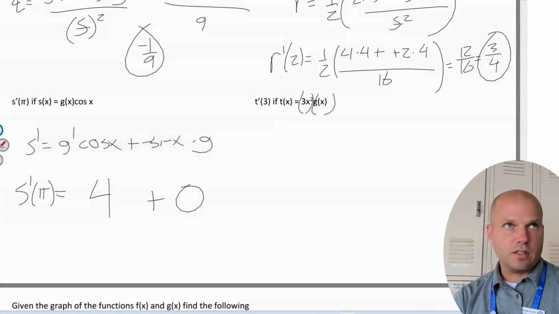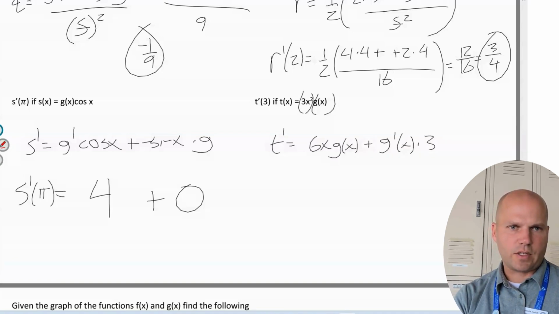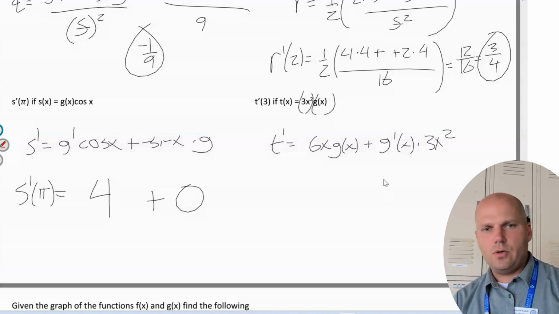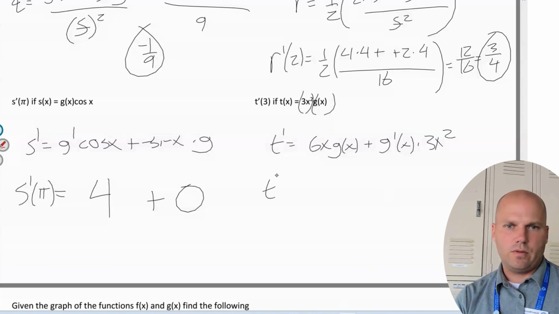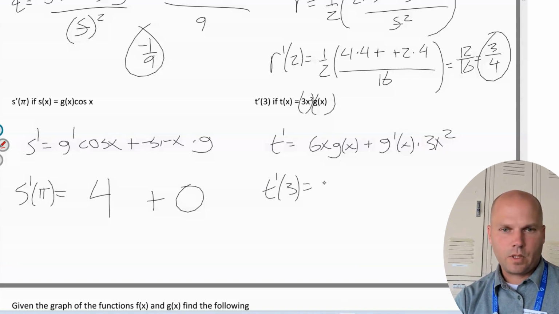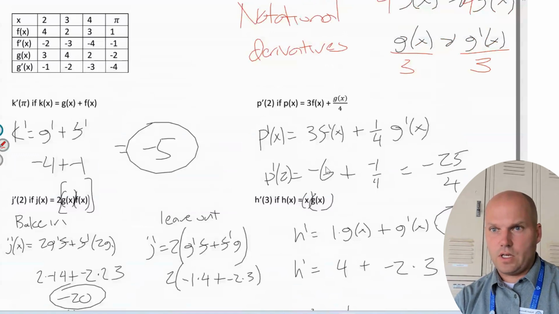What about this? Same deal. No worries. 6x g plus slopes of g times 3x squared. You are allowed to say g then g prime. You don't have to write the of x if you want to do it for short or not. It's up to you. 18 g of 3. G of 3 is 4.